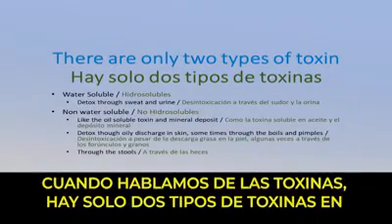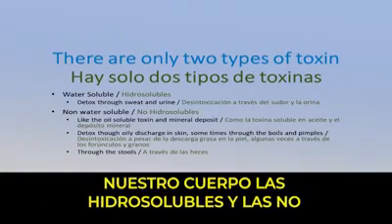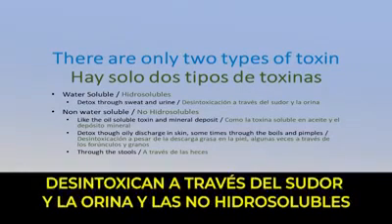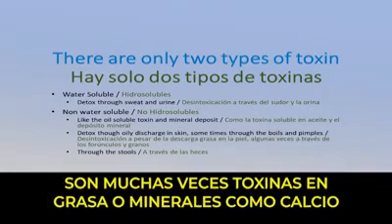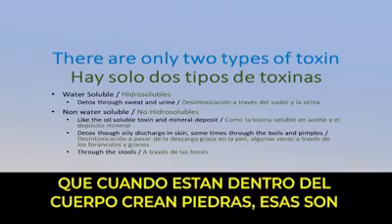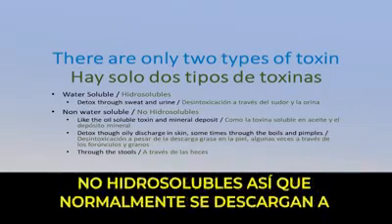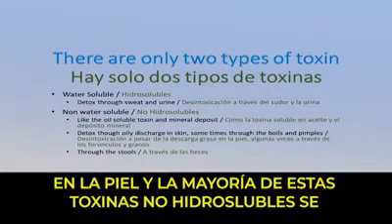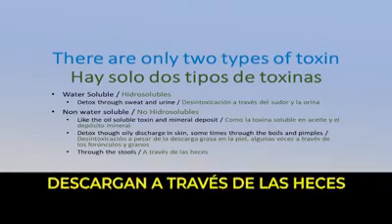When it comes to toxin, there are only two types of toxin in the body. One is water soluble, one is non-water soluble. Water soluble toxin normally detoxes through the sweat and urine. Non-water soluble toxins are sometimes oil toxin, or minerals like the calcium deposit inside the body, the calcium stone. Normally they detox through discharge in the skin, sometimes through boils and pimples at the skin. And most of these insoluble toxins also discharge through the stool.